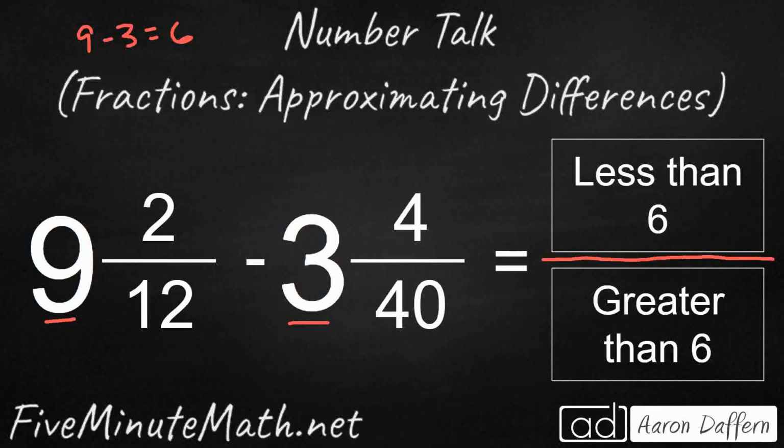And if the 2/12 happens to be smaller and the 4/40 happens to be larger, well, when you subtract a larger fraction from a smaller fraction, right, you can't do that without regrouping. It's just like trying to subtract a 9 from a 6. You have to end up regrouping. And so that's going to end up making it less than 6 because I'd have to regroup that 9 into an 8. But if it's the opposite, if that happens to be larger and that happens to be smaller, well, there's going to be a little bit left over. And so it's going to be a little bit greater than 6. So it really just depends on the 2/12 and the 4/40.